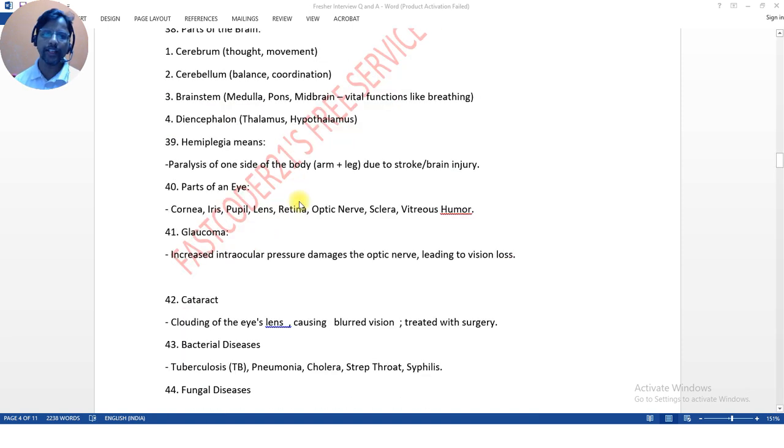Next, we need to understand hemiplegia. So if you go to an interview, they will ask you, what is hemiplegia? So it is paralysis of one side of the body, like arm plus leg, due to stroke or brain injury.